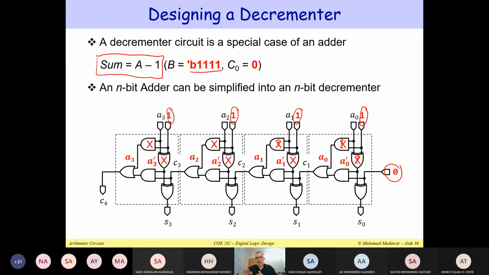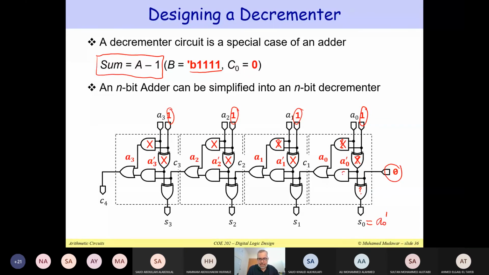How about this XOR gate? Do I need this XOR gate here? No. When you XOR A0 prime with 0, what do you get? A0 prime. Exactly. I already know the output here is A0 prime.